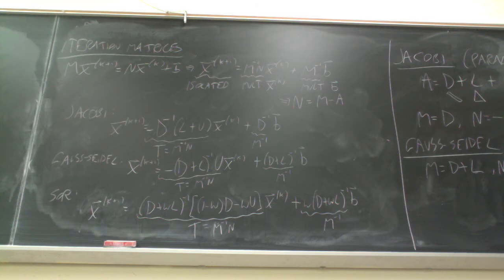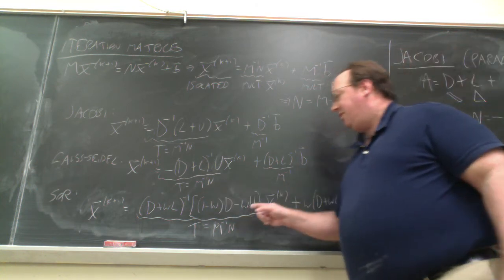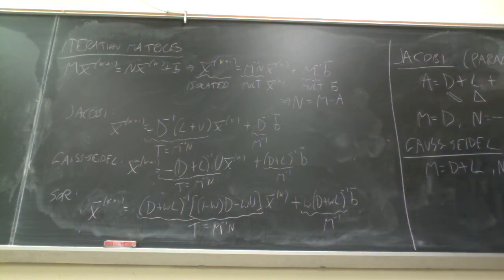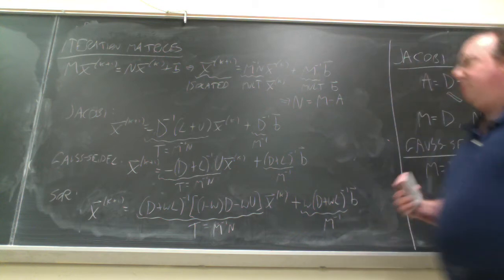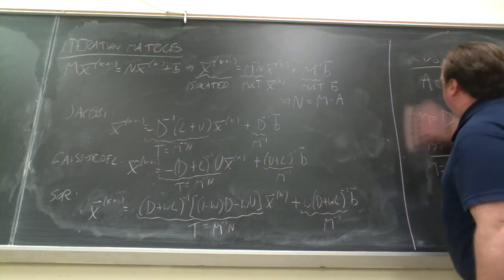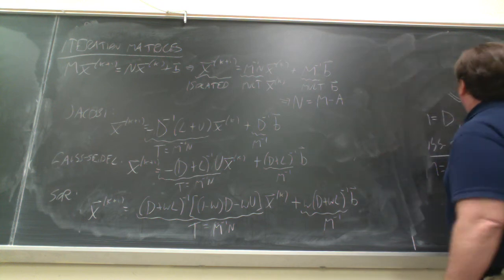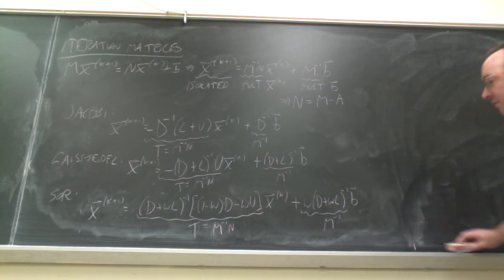Now we need the spectral radius of this to be strictly less than 1. So now we need to use that condition to get some idea of how to choose this parameter omega, because right now we don't know anything about that.